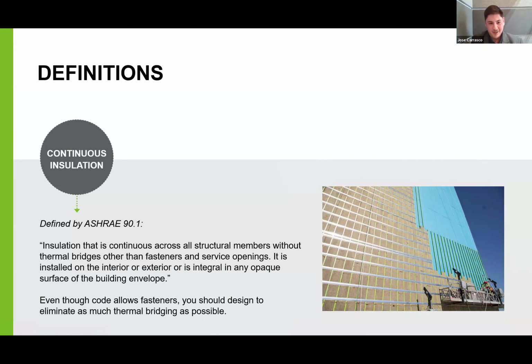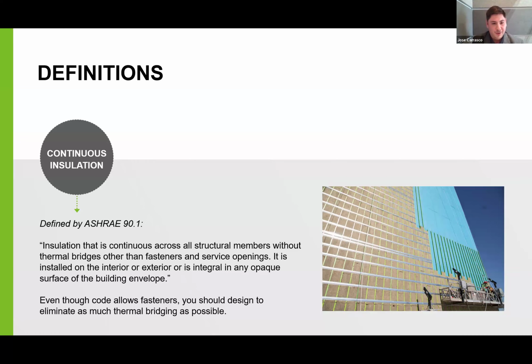insulation that's not continuous is typically inside of the wall cavity. What makes continuous insulation different is it's either fully on the interior or exterior of that wall, not in between the two cavities. And as the name suggests, when you implement insulation in that manner, you get that continuous sort of membrane and protection around your entire building.